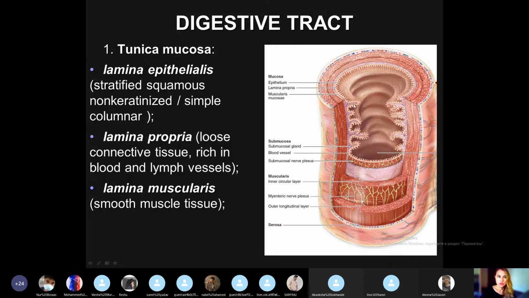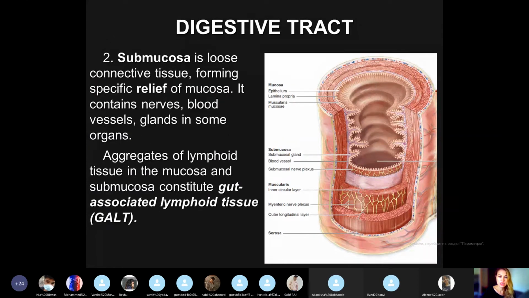The second component of the tunica mucosa is lamina propria. Lamina propria is composed of loose connective tissue, and this connective tissue is rich in blood vessels and lymphatic capillaries. And the last component of the tunica mucosa is lamina muscularis. Over here we can see it. The lamina muscularis is a smooth muscle tissue that has the ability to contract.